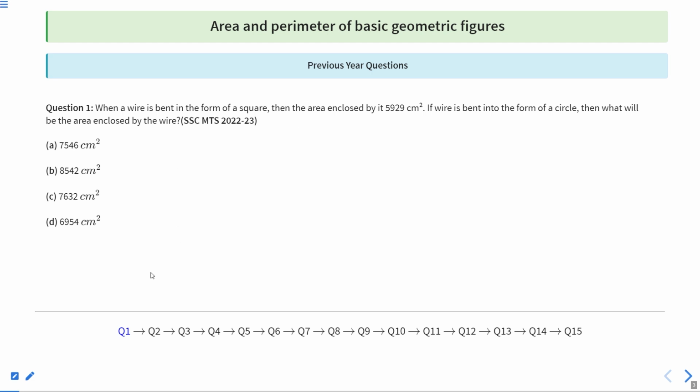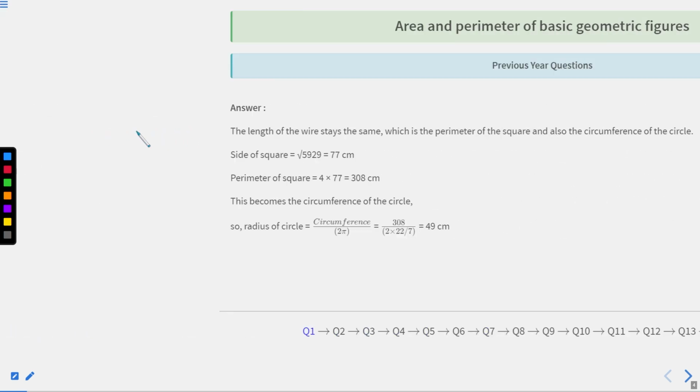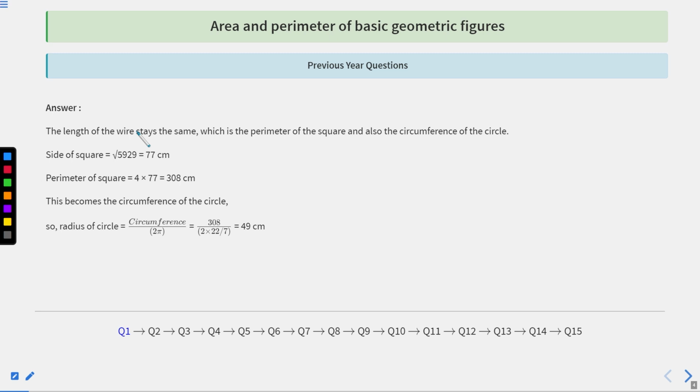When a wire is bent in the form of a square, then the area enclosed by it is 5,929 centimeter square. If the wire is bent into the form of a circle, then what will be the area enclosed by the wire? So here a wire is given to us and it is bent to form a square of area 5,929 centimeter square. And if we use the same wire to form a circle, then what will be the area enclosed by the wire?